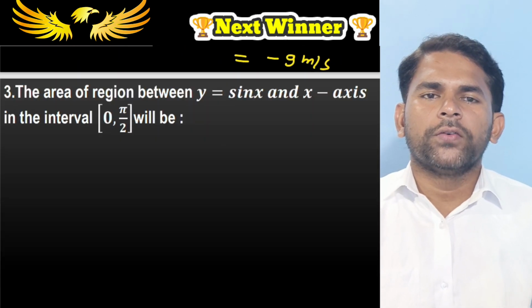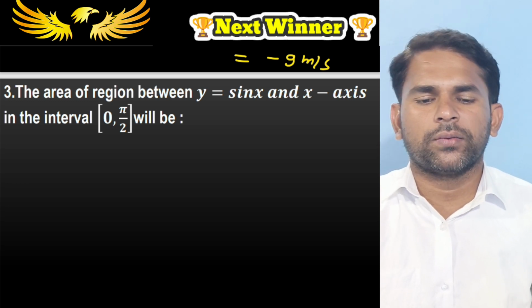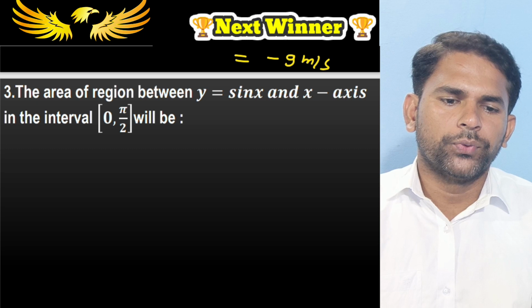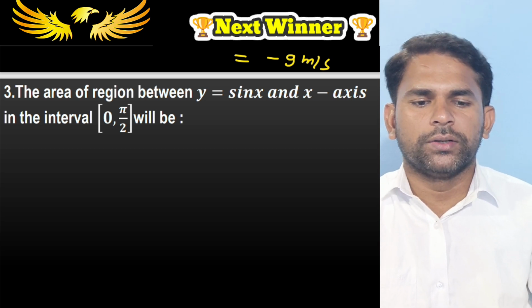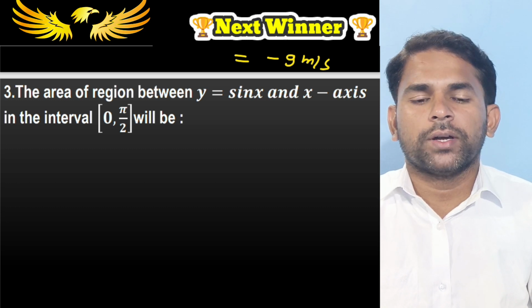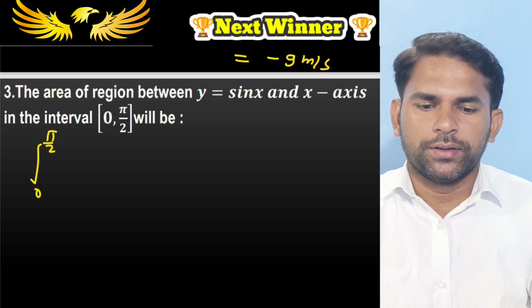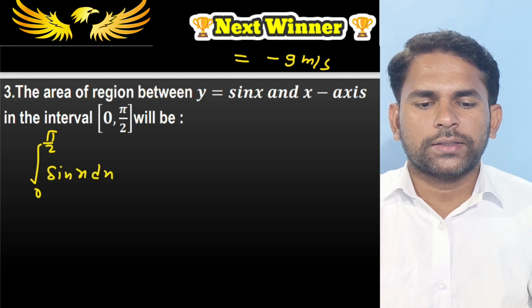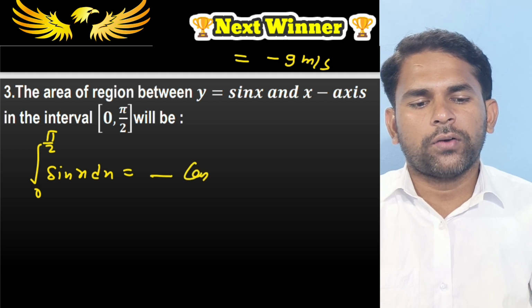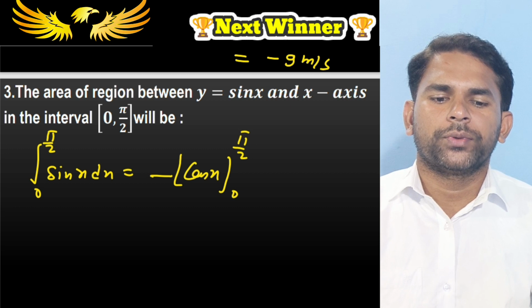They are asking the area of the region between y is equal to sin x and the x axis in the interval 0 comma pi by 2. So they are asking the area of the region between like this. So the interval is given. Whenever you face a problem like this, directly you will do integration. So integration 0 to pi by 2 sin x dx, we can find here minus of cos x, with limit 0 to pi by 2.